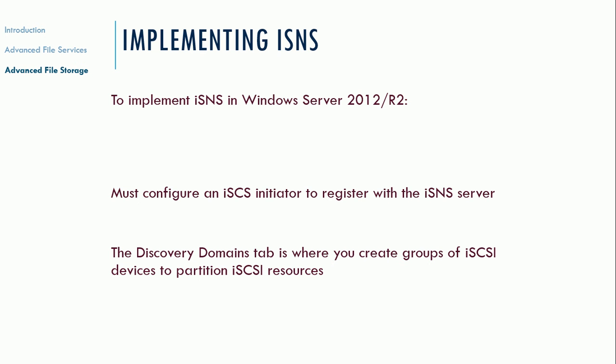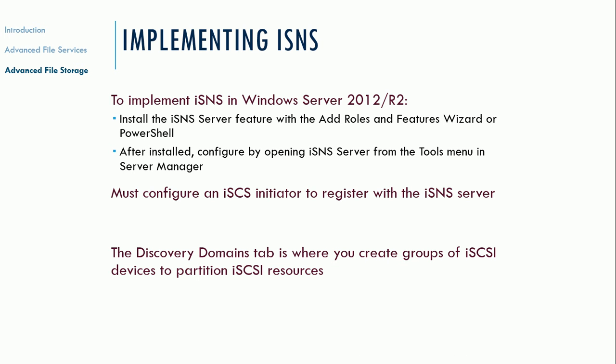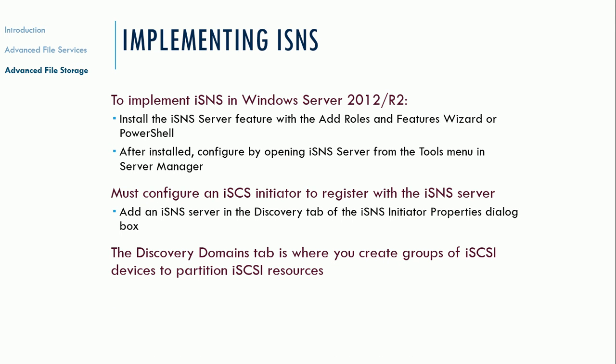So to implement iSNS in Windows 2012, you're going to install it, it's a server feature. So you're going to use the Add Roles and Features Wizard or PowerShell. After it's installed, you're going to configure it by opening iSNS Server from the Tools menu in the Server Manager. So you have to configure the iSCSI initiator to register with the iSNS server. So you're going to add an iSNS server in the Discovery tab of the iSCSI Initiator Properties dialog box.